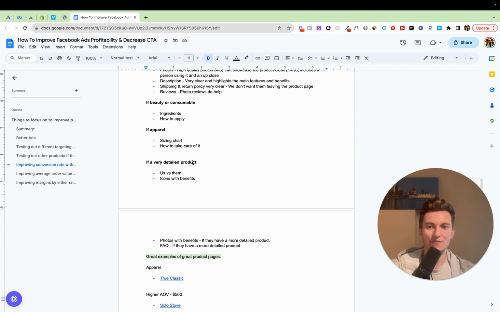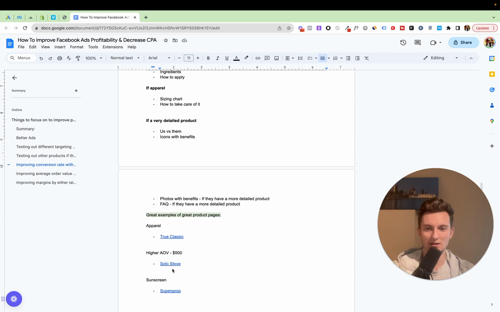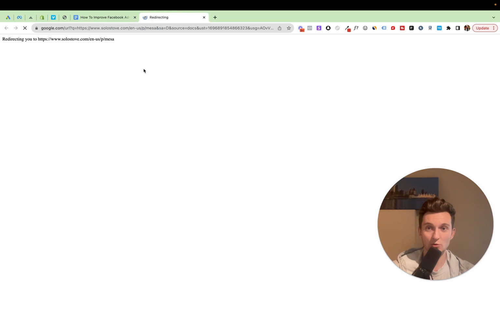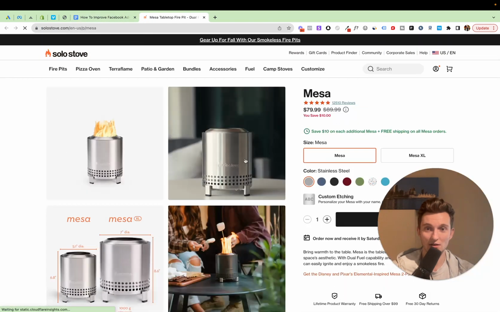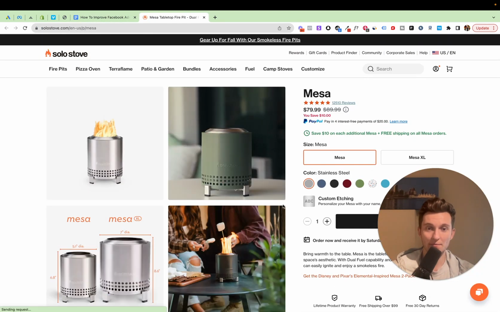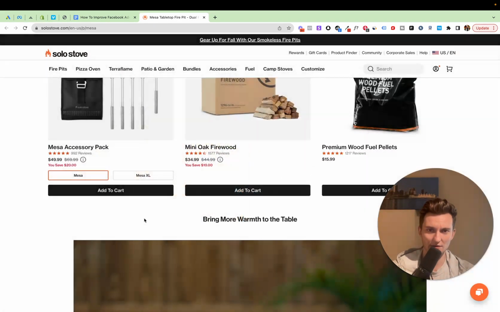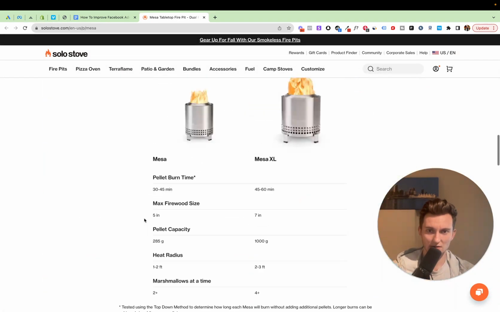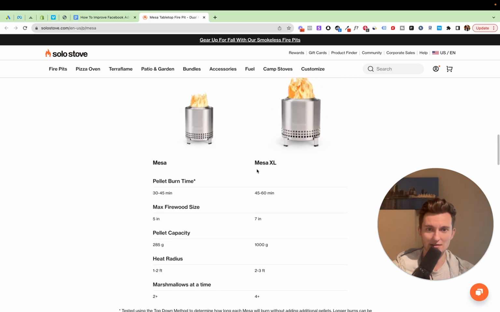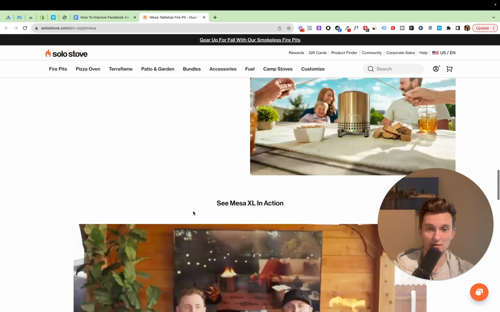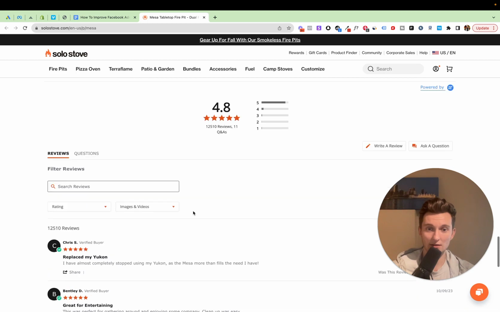Last part here is that if it's a very detailed product, you can do an us versus them. This is where you compare your product to competitors, because if it's a detailed product, people are probably researching different things. Let's just say, actually this one here, this is a more detailed product, Solo Stove. Okay, so let's say this is your product. I think they have an us versus them on there. Let's take a look here. I guess they're comparing their own products here, and then they have us versus them.